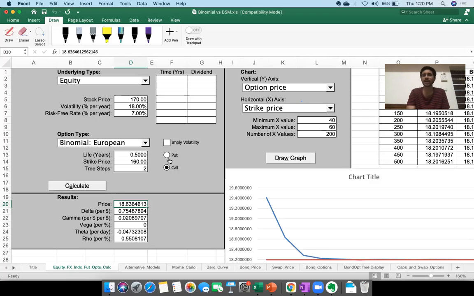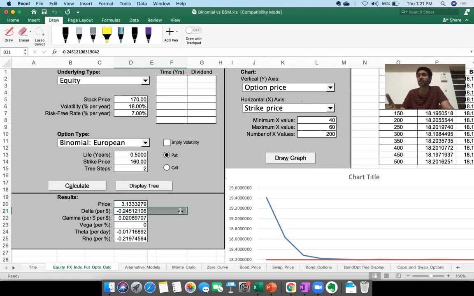Similarly, you can calculate the price of a put option as well. The price of a put option is 3.13. Which means that if you want to buy a put option given these conditions, the premium that you will have to pay as a holder to the writer is 3.13. And the delta of the put option is minus 0.245 or minus 0.25. If you remember, the delta of the call was 0.75. The delta of the put option over here is minus 0.25.